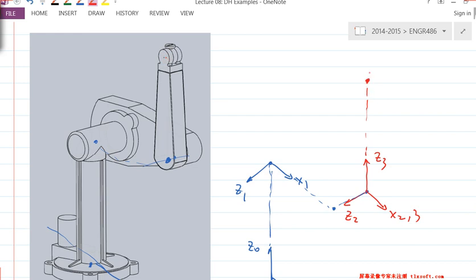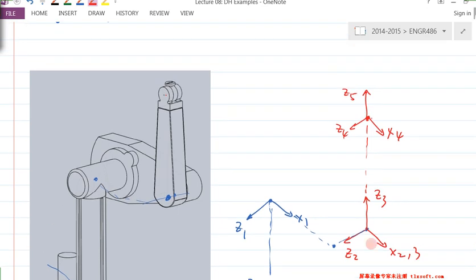Then z4. I will choose z4 to be the same direction as z2. And x4, we can choose x4 as this direction. And z5 is going to be the rotation, the rotation of the plate. So z5 will share the same origin, and z5 is over here. And x5 is going to be the same as x4.